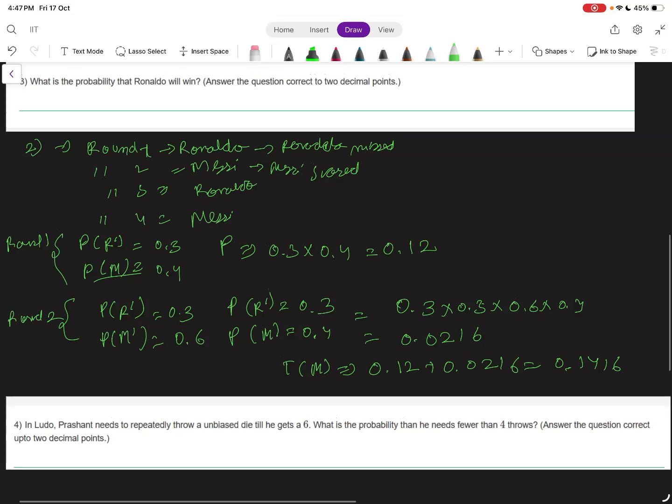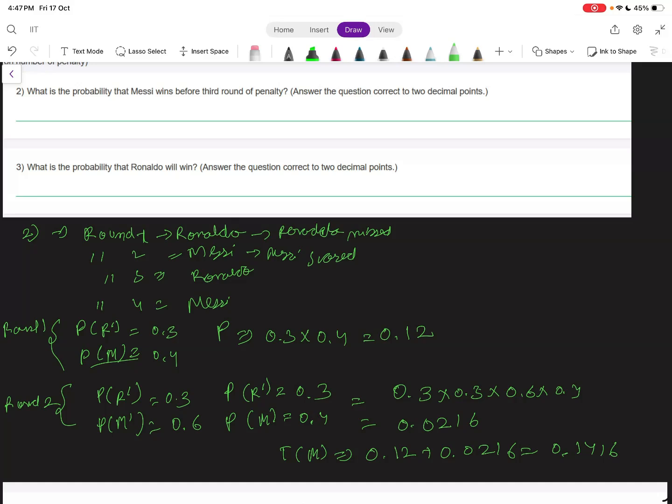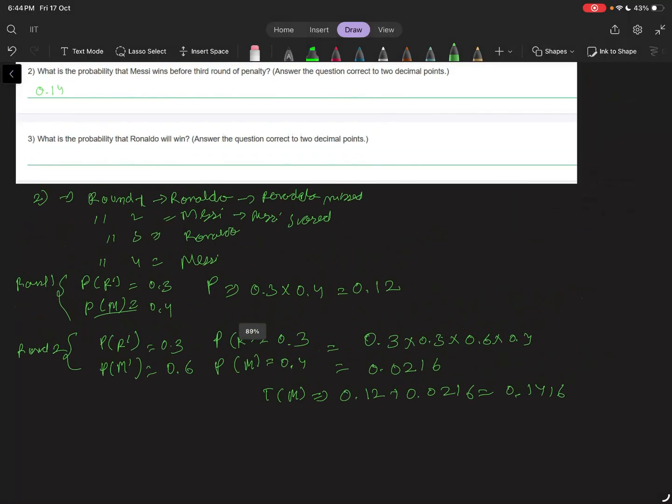Okay, now let's go to our third question. The third question says, what is the probability that Ronaldo will win? So Ronaldo can win at any of his turns. First try, second try, third try. It's just that he has to score before Messi. That's it. Solved question 2 here. We got the answer as 0.14.